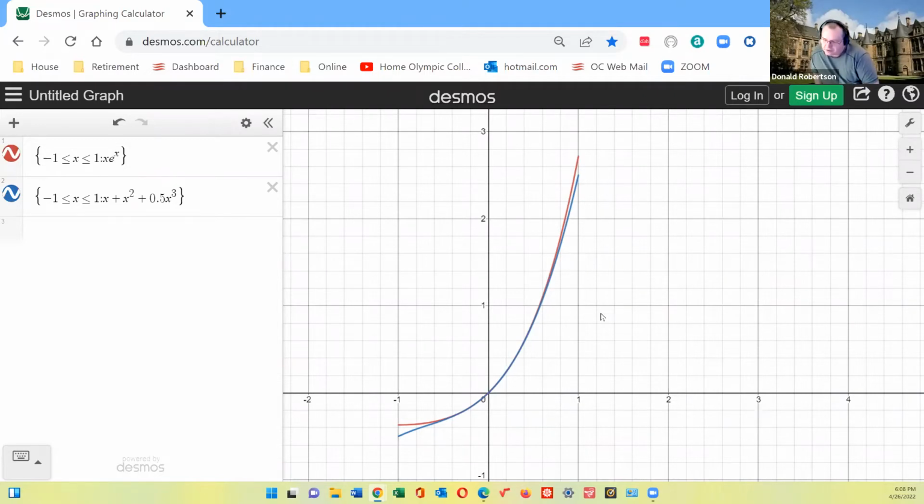So the truism here is the more terms you use from your power series, in your Taylor series, your T4 or your T6 or your T10, don't you get a really good fit? And the second point is that the errors are always going to be worse at the ends.